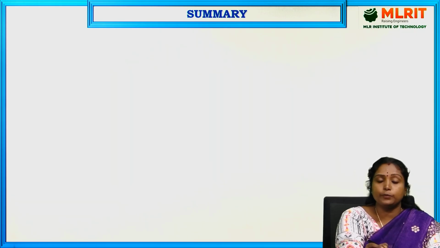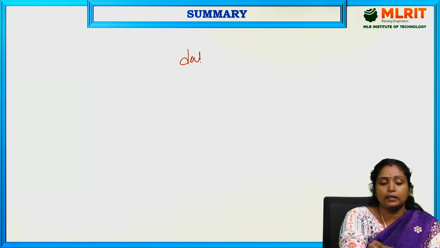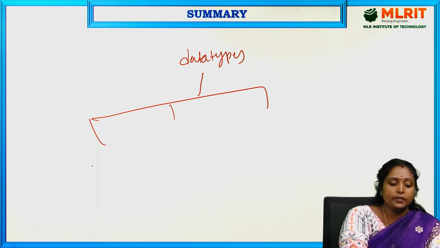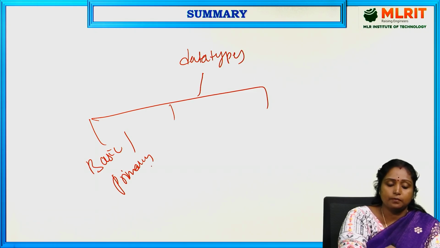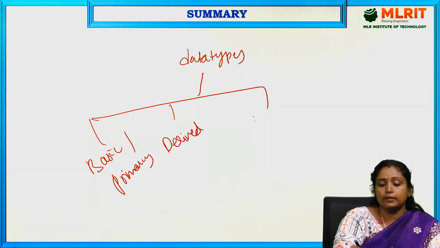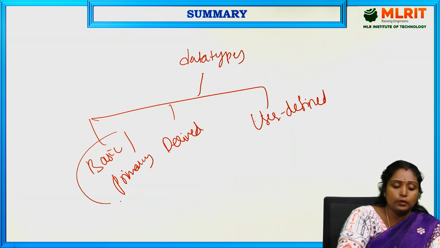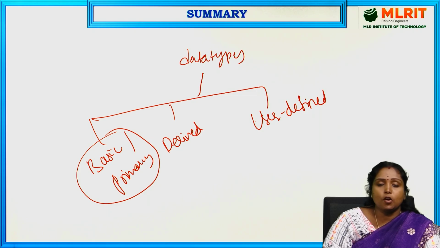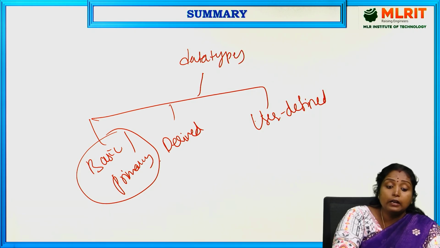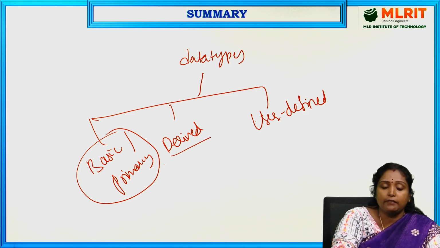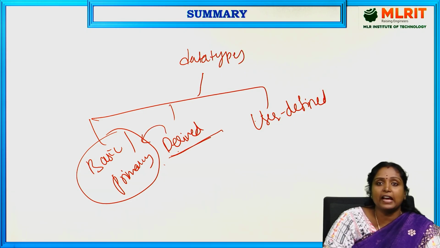And coming to types of data types, how many types are there? Data types are divided into 3. The first one is basic or primary data types. The next one is derived data types, as well as the last one is user defined data types. In this session, we have learned only the basic or primary data types. And here, what is meant by derived data type? The data types derived from the basic data types are named as derived data types.